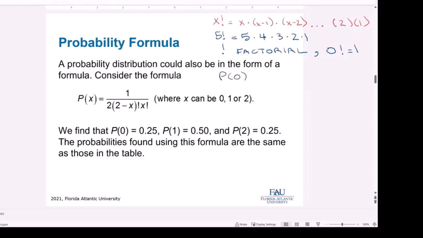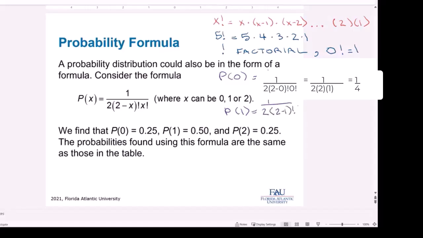I'm going to use the formula and show you how we can get the table. P of 0. If I want the probability of 0 heads, it's equal to 1 over 2 times 2 minus 0 factorial times 0 factorial, which is equal to 1 over 2 times 2 factorial. 2 factorial is 2 times 1. 2 times 1 is 2. And then 0 factorial is 1. This is 1/4.